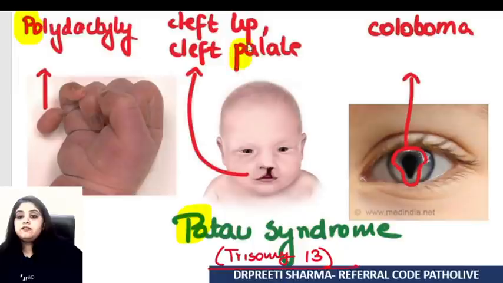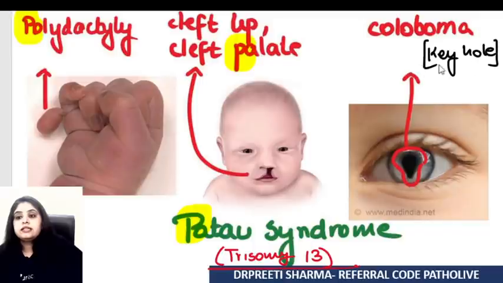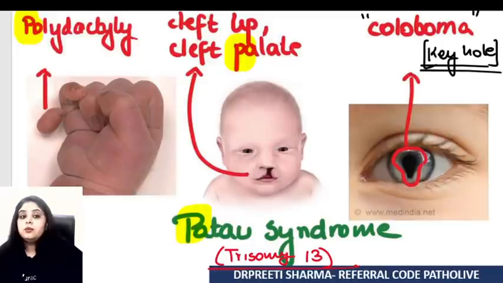P for palate and lip. It can show you cleft lip that you can see over here. So cleft lip and cleft palate. And apart from that, it can show you an eye anomaly. Can you see over here in the eyes, it looks as if there's a keyhole defect? I think everyone has studied very well in ophthalmology that a keyhole defect in the eye is known as coloboma. So yes, please remember P for Patau, P for polydactyly, P for palate, and colobomas are seen in a case of trisomy 13.